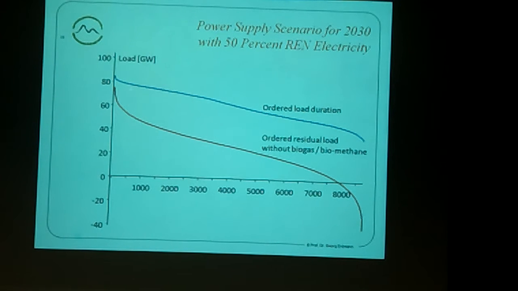The first thing is the ordered load duration. That means we have here the situation in 2012. There is the peak load. Hour 1 is the highest demand, and then you see the hour in the year with the lowest demand is about 40 gigawatt. So that is the load curve in Germany.